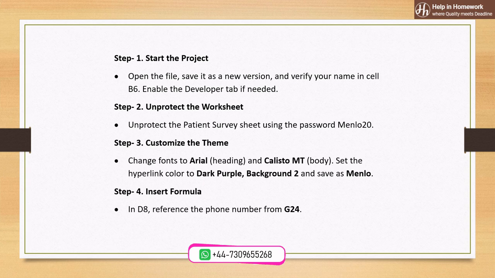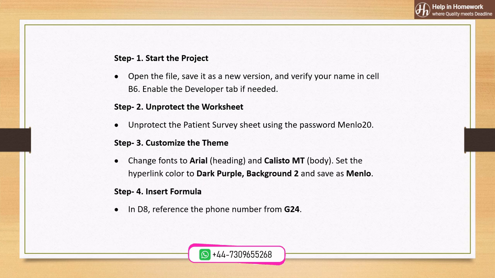Step 3. Customize the theme. Change fonts to Arial, heading, and Calisto MT, body. Set the hyperlink color to dark purple, background 2 and save as Menlo. Step 4. Insert formula. In D8, reference the phone number from G24.